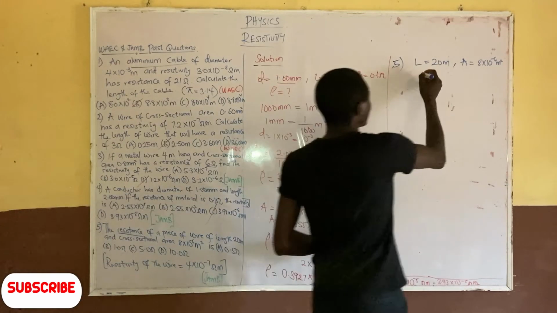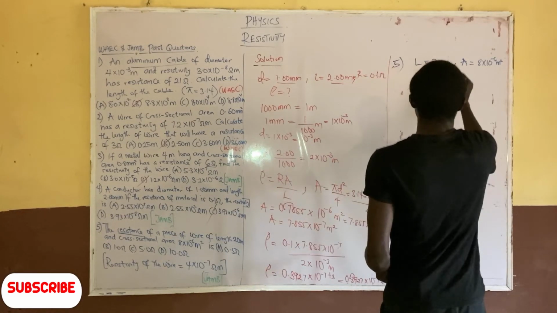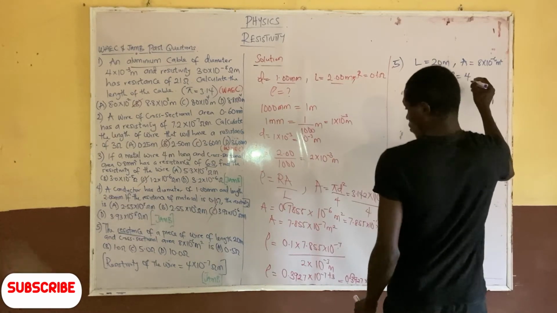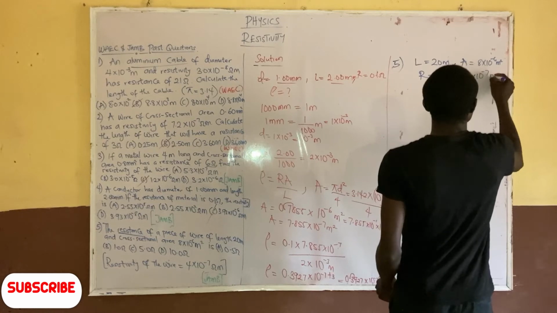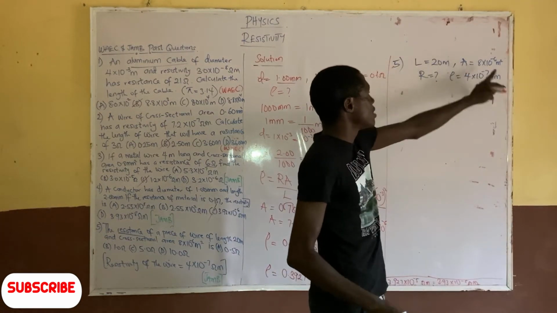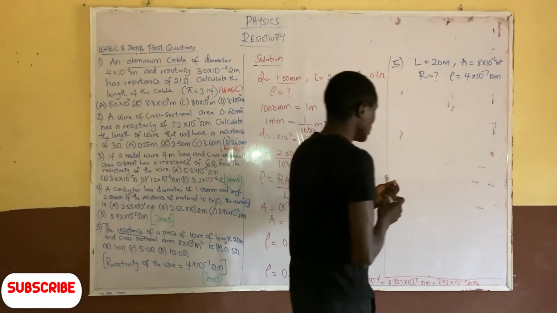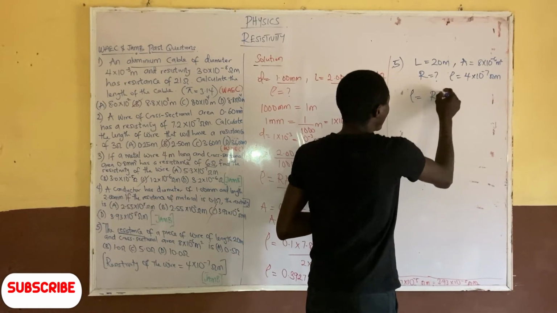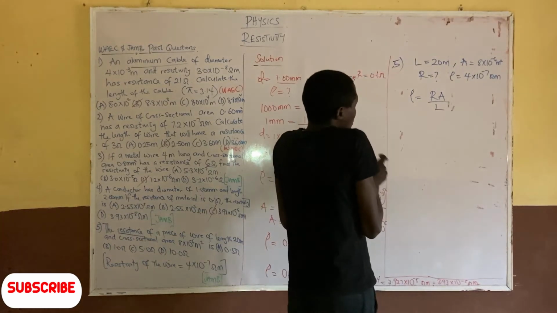So we are looking for the resistance. The resistance here is unknown, while the resistivity is given to us here as 4 times 10 to the power minus 7 ohm meter. Look at this very well. All the units here are in meter, and resistance is unknown. So to look for the resistance, we have to recall that resistivity is equal to RA all over L.